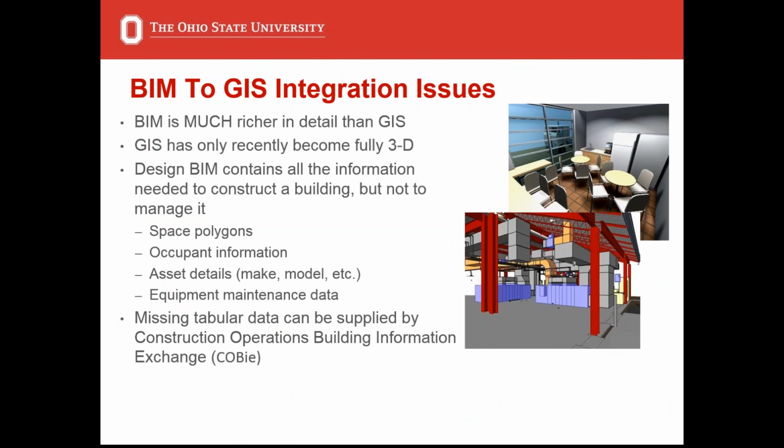So the BIM and GIS integration issues, right? Obviously, BIM is much richer in detail than the GIS. A couple other things: GIS has only recently become fully 3D. I mean, you have ArcScene and City Engine, but it's still fairly new and not nearly as well established as their 2D, right? So how do we handle all of that extra information that is in those Revit models?